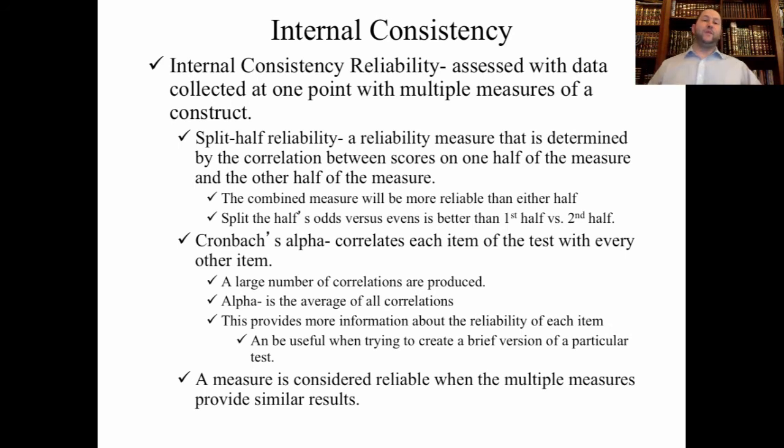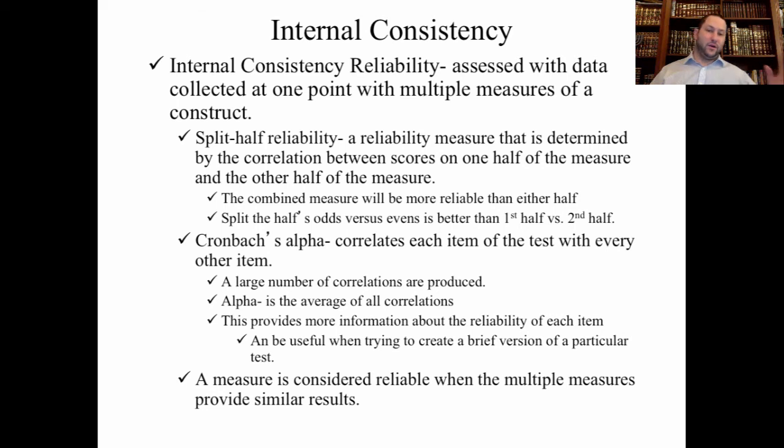So one of these ways is what we call internal consistency reliability. When we talk about internal consistency, we're giving one test at one point in time. And now what we're doing is we're taking that test. One way to do it is called split half reliability. Cut it in half. The first 30 versus the second 30. Odds or evens is even better. And then you correlate odds versus evens, and you see if you have similar scores.